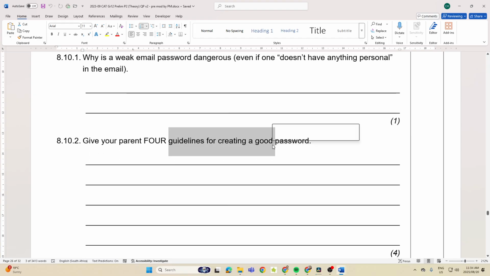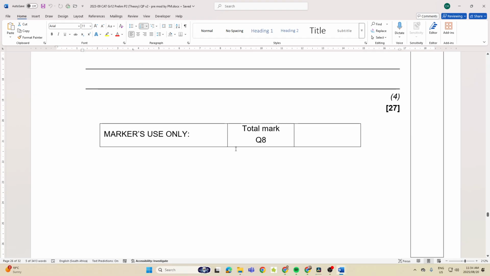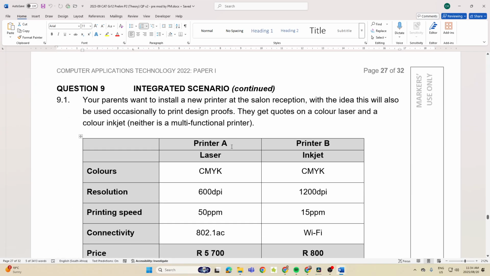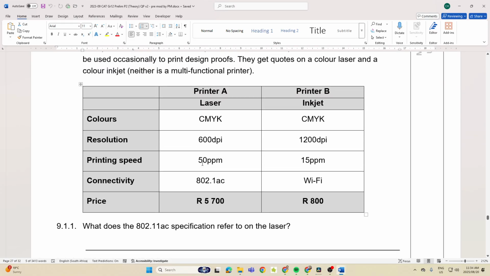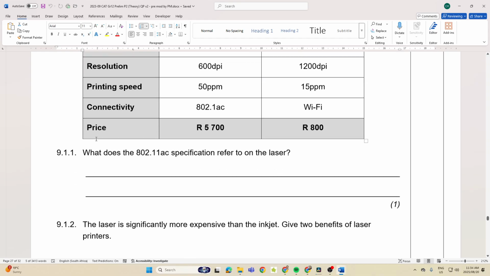Passwords, guidelines to create a good password. And in this one they had 2. So this now has to do with the comparison between laser and inkjet printers. Now bear in mind we bring in 3D printers as well. So that could be something else to look out for in the theory paper.